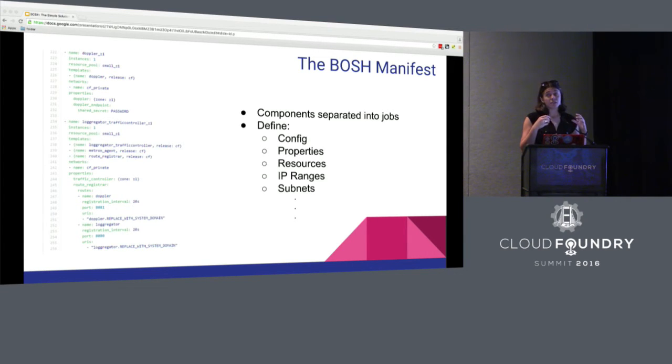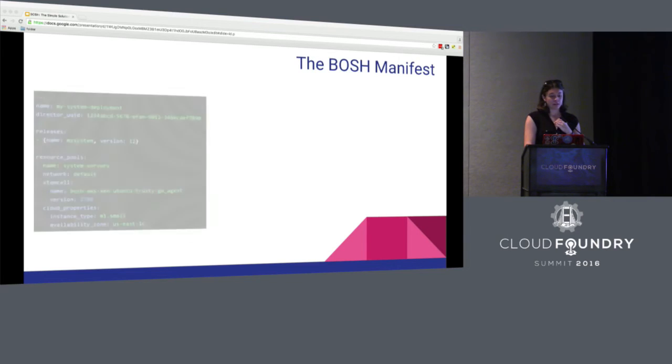So say you run out of IP ranges for your product, you can go into Bosh, make sure that you aren't using it for another product first, and change these IP ranges inside of Bosh, and then re-upload, and it'll read in those changes.